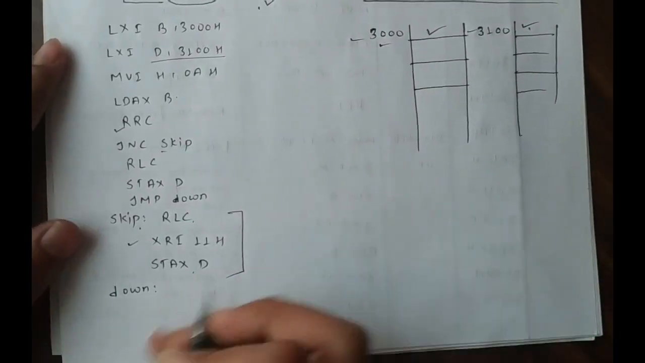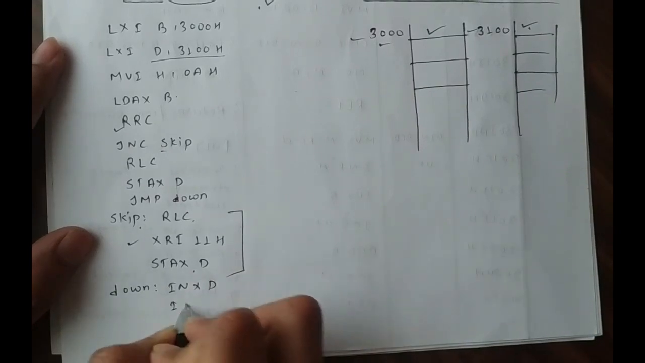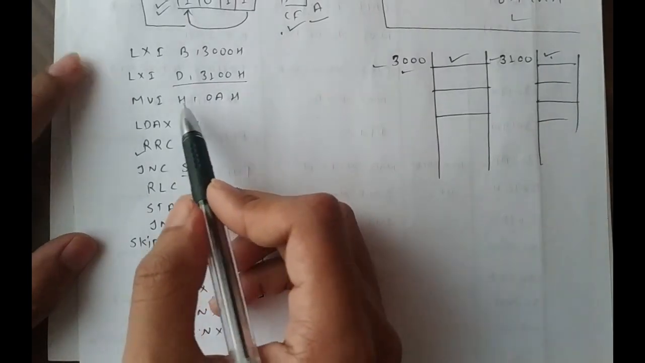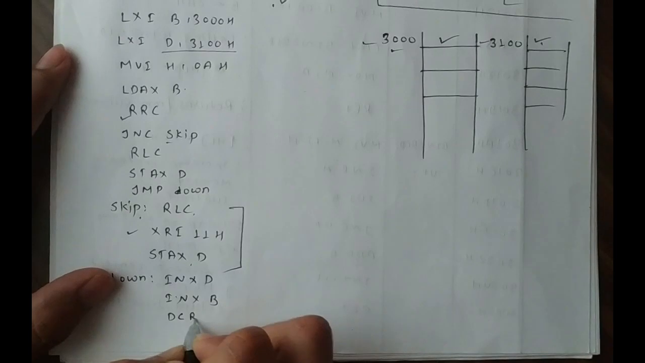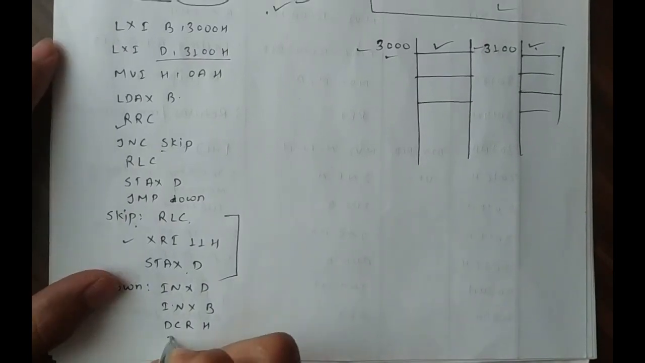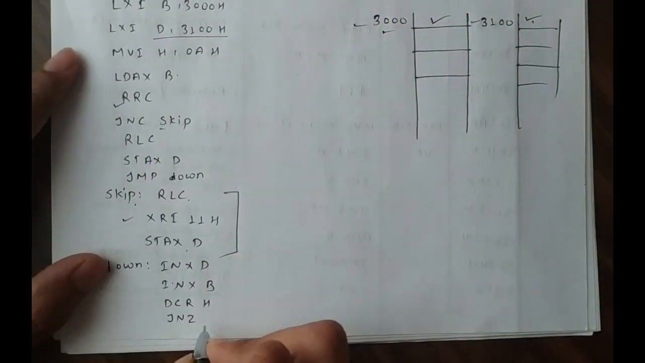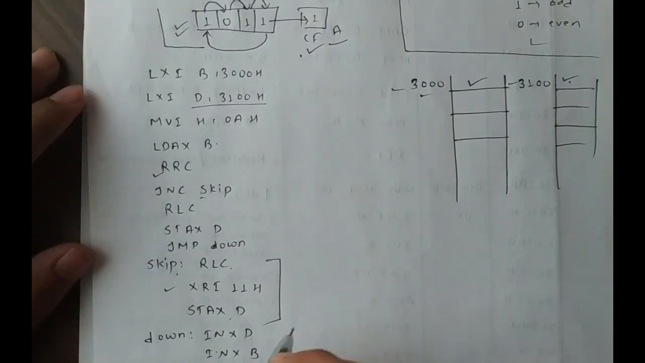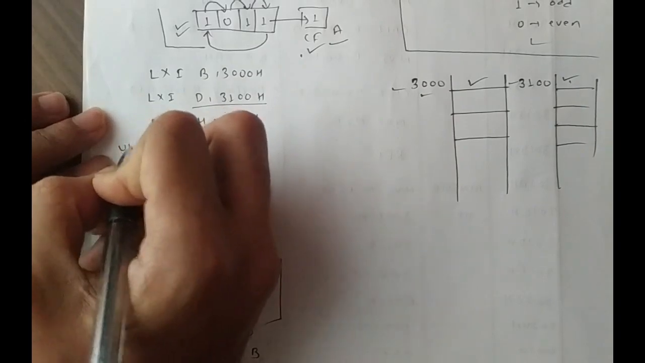Now we have to increase the memory pointer by using INX D, INX B. Now we have to decrease this counter which is in the H register. For that we have DCR H. Now we have to check the zero flag because we have to loop this program until this becomes 0. JNZ up. Now we have to place this up label in this part and we have to halt.